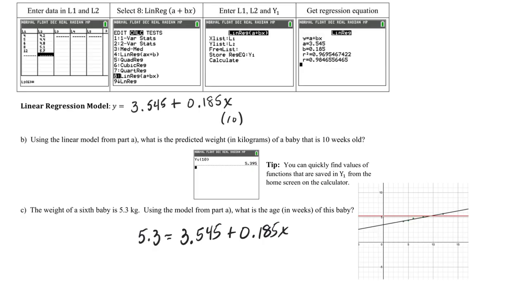And where they intersect would be the answer that you would get if you did the algebra to figure out x. If you did it on your TI-84, the y1 will already be there, your regression model, because we stored it there. And then in y2, you could put y equals 5.3, go to the graph, and do an intersect, and it'll give you the point there too. And we're looking for the x value of that point.